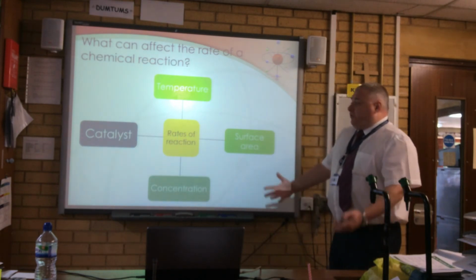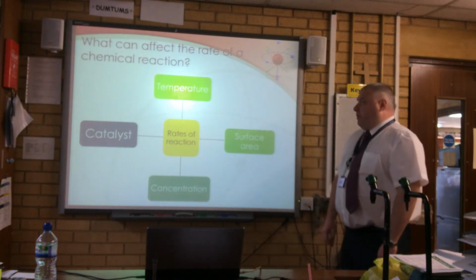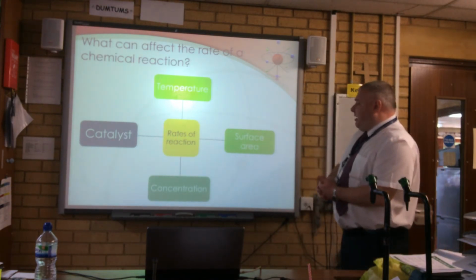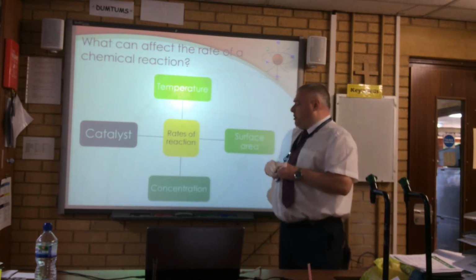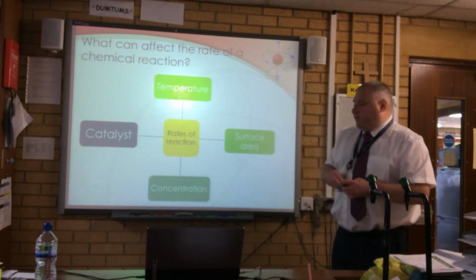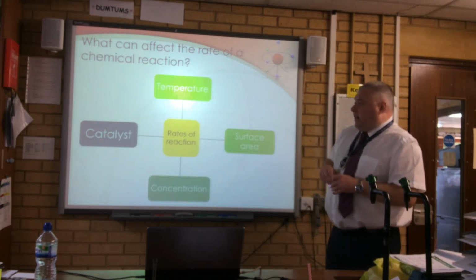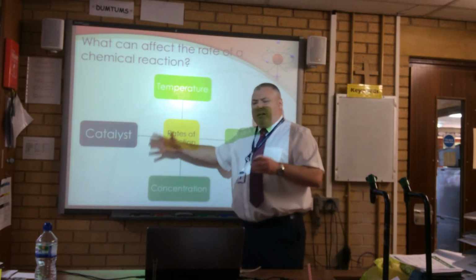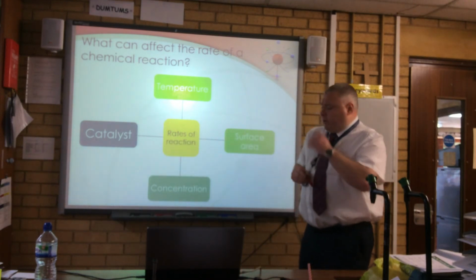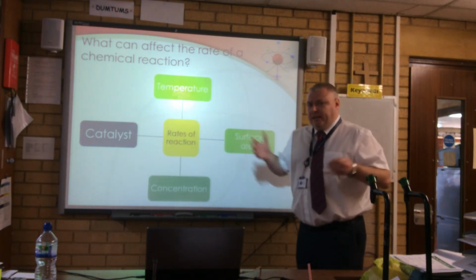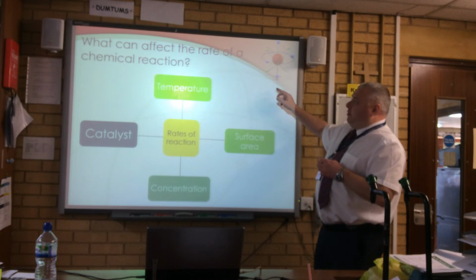So, what are the 4 things that can affect the rate of a chemical reaction? Well, there's 4 things. One of them is the temperature of the reaction. Another one is the concentration of the reactants, the surface area of the reactants, and a catalyst. You might have come across this term before, but we'll explain that later on in the course.